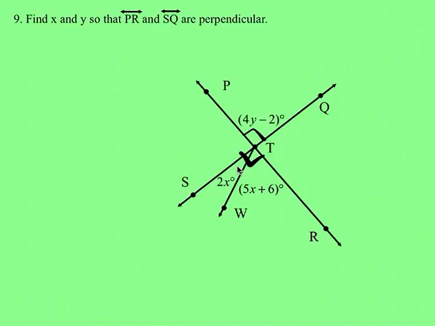So first of all, to get y, it's pretty simple. All we have to do is do 4y minus 2 is equal to 90 degrees because that entire thing is a right angle. So we're going to go ahead and add 2 to both sides.